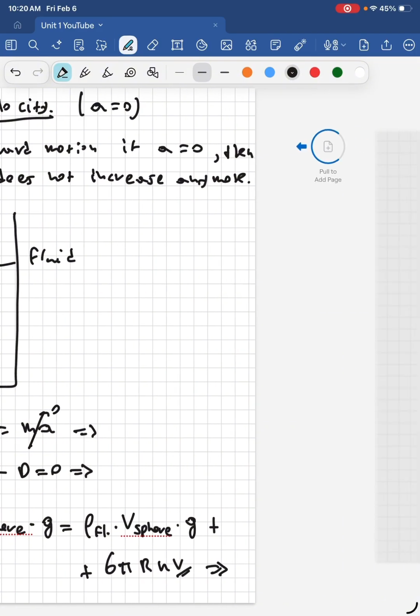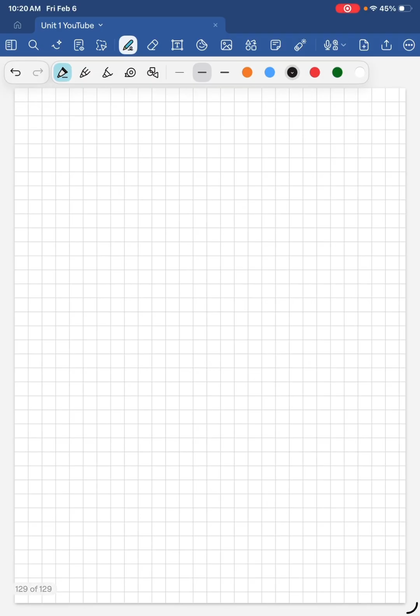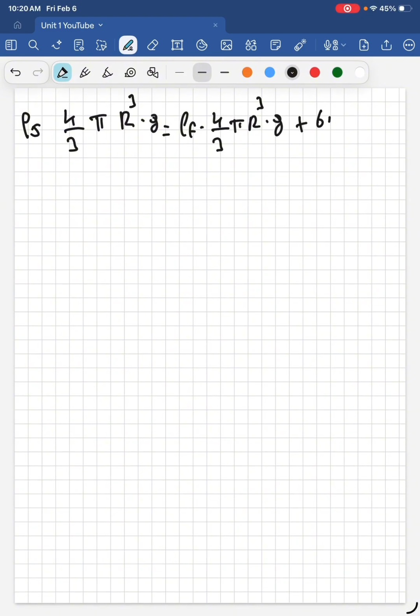Okay, so let's move to the next page. So we will have to write down some math. Density of the sphere, 4/3 pi r cubed times g is equal to the density of the fluid times 4/3 pi r cubed g plus 6 pi r eta v. Okay, now the pi goes away. Then the radius goes away and it becomes r squared. Do we have any other cancellations?